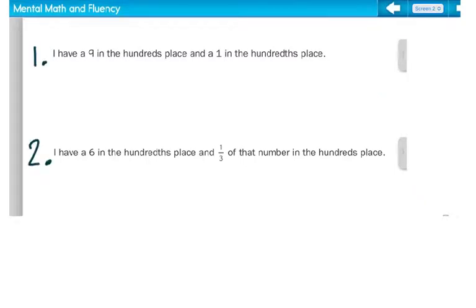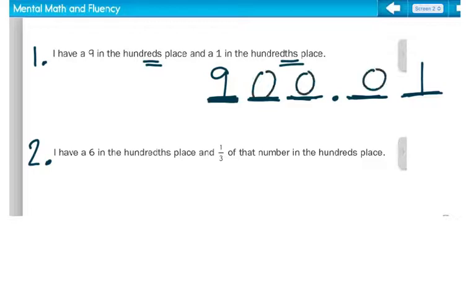Number 1, I have a 9 in the hundreds place and a 1 in the hundredths place. And number 2, I have a 6 in the hundredths place and 1/3 of that number in the hundreds place. So hundreds, tens, ones, tenths, hundredths. So 9 in the hundreds, notice there's no TH, and a 1 in the hundredths, and the rest of them would be zeros. 901 hundredths.